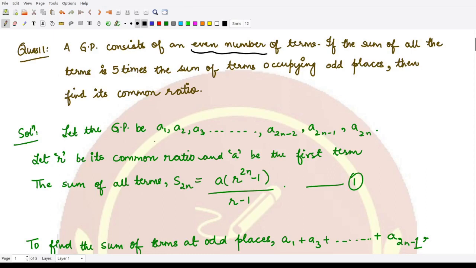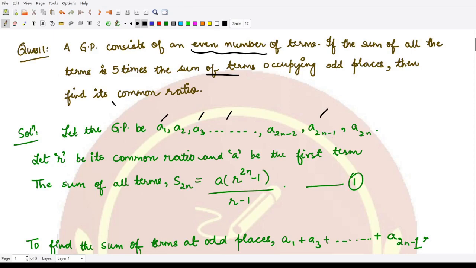So suppose we consider our GP to be A1, A2, A3 and so on, and the last term I'm taking to be A2n, because for every value of n this term would be placed at an even position, correct? And so here they are saying if you add all these terms, this would be equal to 5 times the sum of terms which occupy odd places. So A1 plus A3 plus A5 and so on, up to A2n minus 1, right?